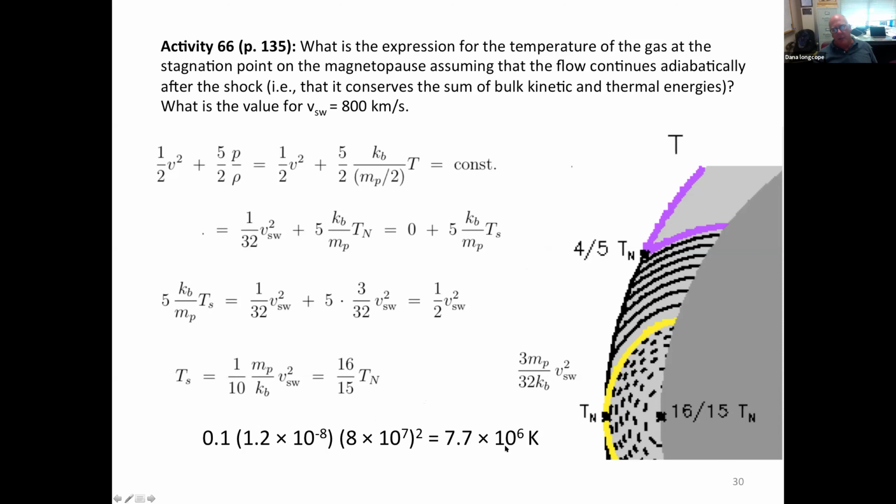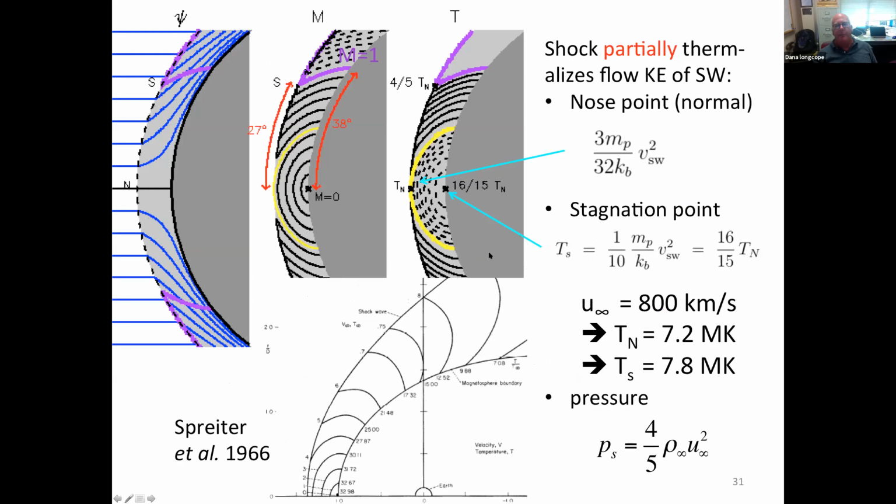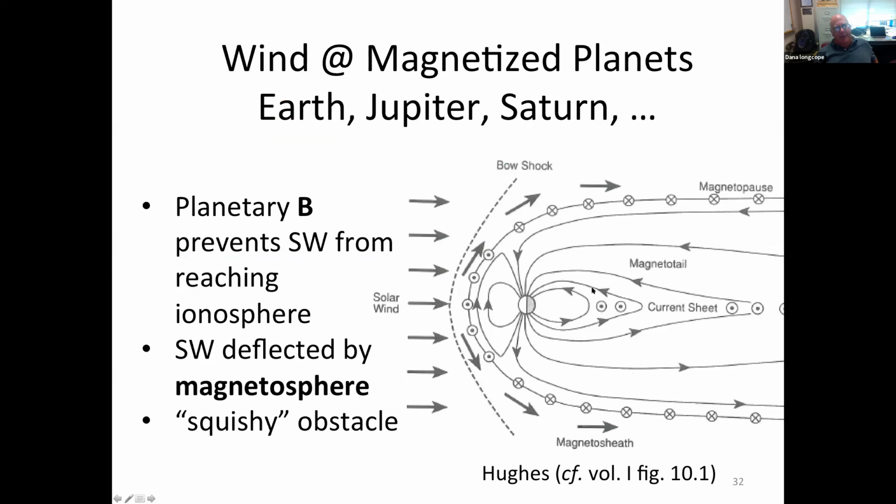But here's the numbers you get. This is 7 million Kelvin. So for a fast solar wind, 800 kilometers per second, at the nose there, you're up to 7 million Kelvin, and at the stagnation point, you're up to about 8 million Kelvin. And the solar wind came in at probably less than 1 million. So the magnetosphere is considerably hotter than the solar wind, and it's because of this shock. Okay, so we really live in a bubble of extremely hot plasma.